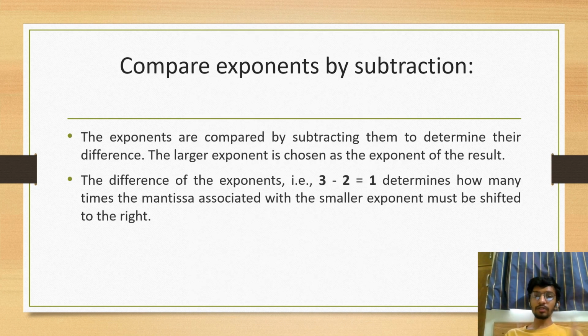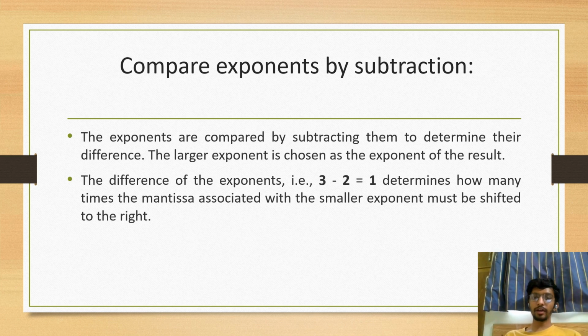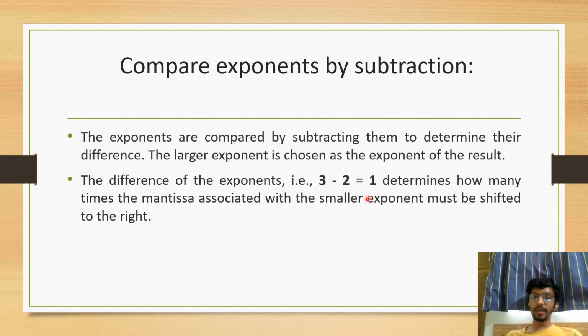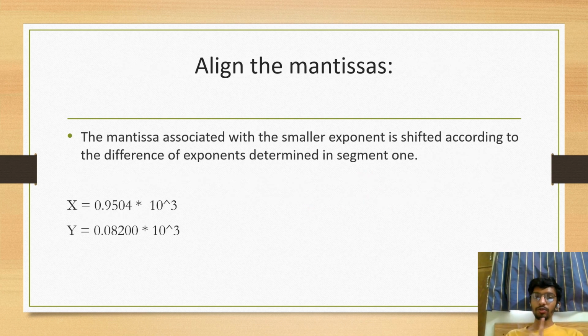The first step is to compare the exponents by subtraction. We will see which has the greater exponent. Here in this example, 3 is the greater exponent and 2 is the smaller. We take the difference, 3 minus 2 equals 1. It determines that the smaller exponent's mantissa must be shifted to the right. How many times? The answer is 1. So it has to be shifted right one time.